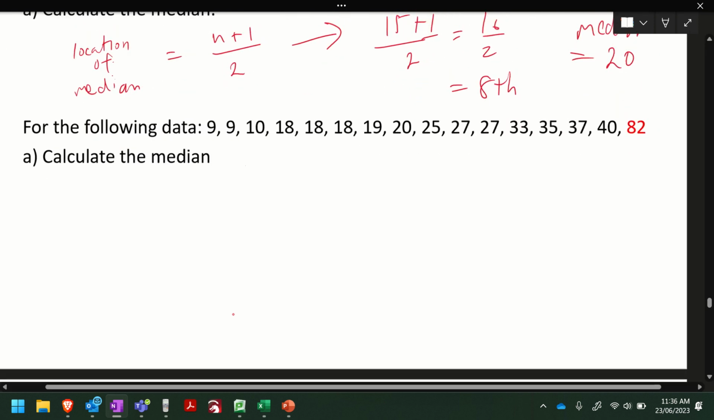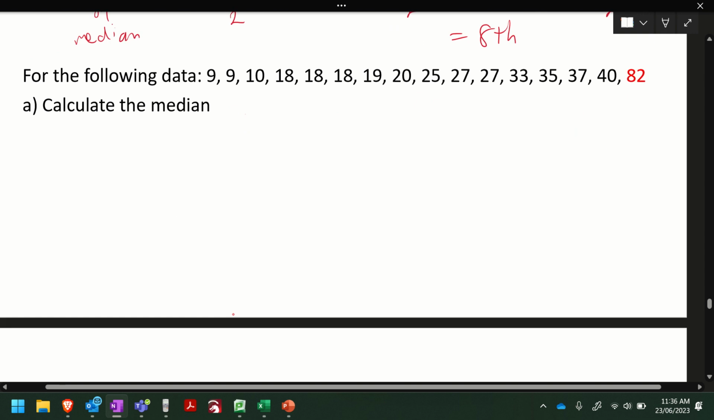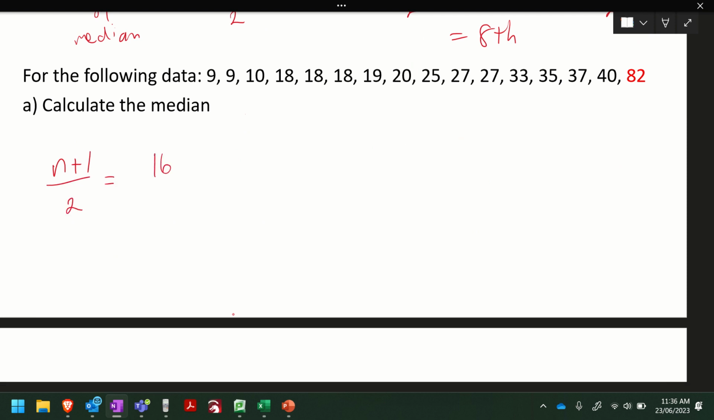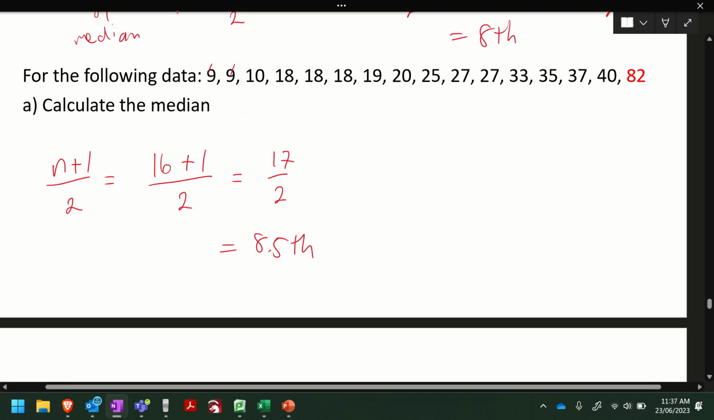For the following data now, what we did here is calculate the median for data that has an odd number of numbers. Remember, we've got 15 bits of data here, but now in the next piece of data, we've got a 16th number. So let's use our formula n plus 1 divided by 2. This time we've got 16 numbers, so 16 plus 1 divided by 2 equals 17 over 2, which equals 8.5. So that means the 8.5th number is the median. What this tells you is that the median is going to be between two numbers. So if we count 1, 2, 3, 4, 5, 6, 7, 8.5. Right there between 20 and 25 is where your median is.